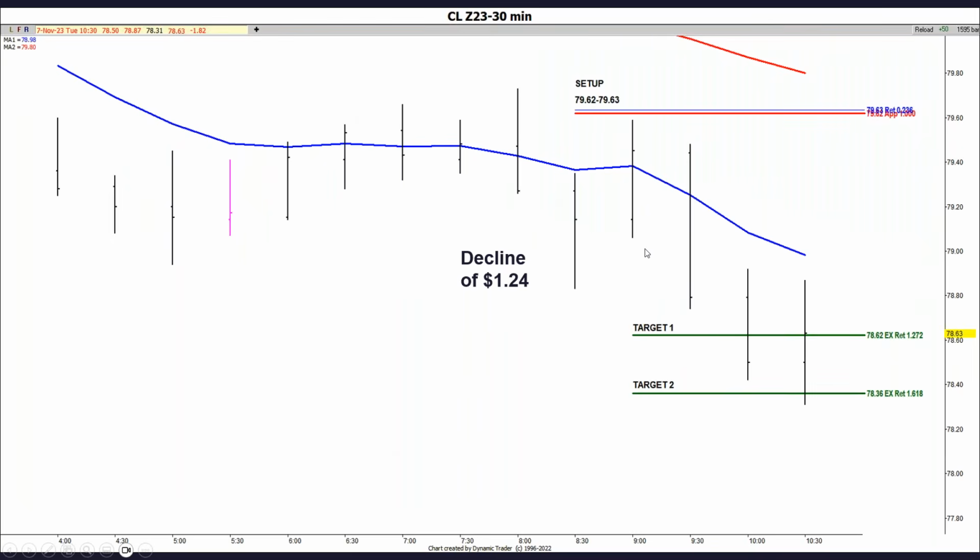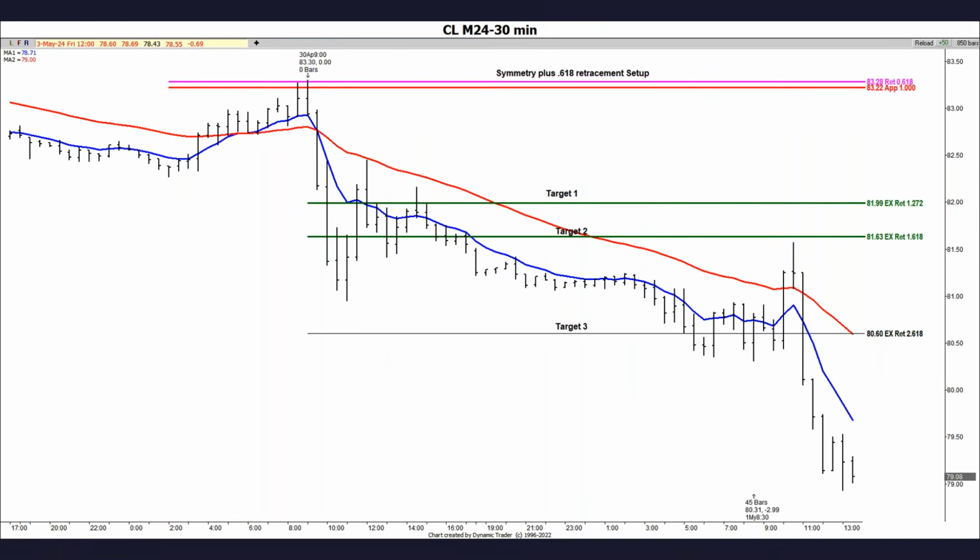Crude 30-minute chart, held a 236 and symmetrical resistance, met both the targets on the downside. There again, blue 8 is below the red 34, so this is a bearish chart. Crude M contract, okay, held symmetry plus the 618, met all three targets on the downside. I mean, look at that move. What a great move in crude if you are trading futures. Wow.